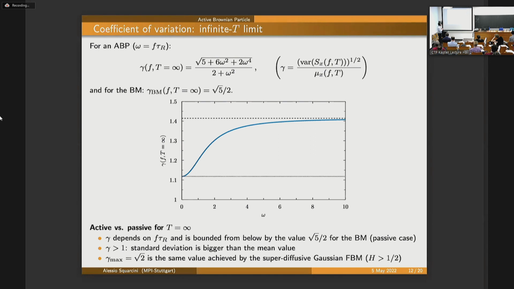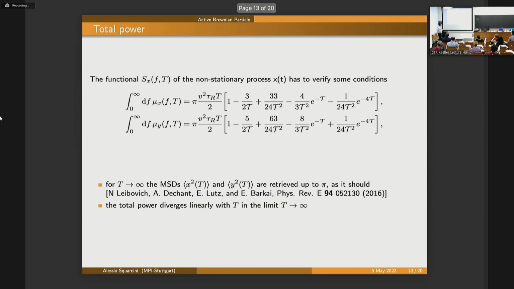So the infinite time limit of the coefficient of variation still depends on the activity, on the dr or tau r, no matter how we want to call it. So this is the dependence on the parameter of the model. However, there is an upper bound, which is the same upper bound which we observe for the super diffusive fractional Brownian motion, which is square root of 2. So there is a strict bound here. And this is what's happening. Ideally, we would complement this curve with some experimental data, but we don't have them.